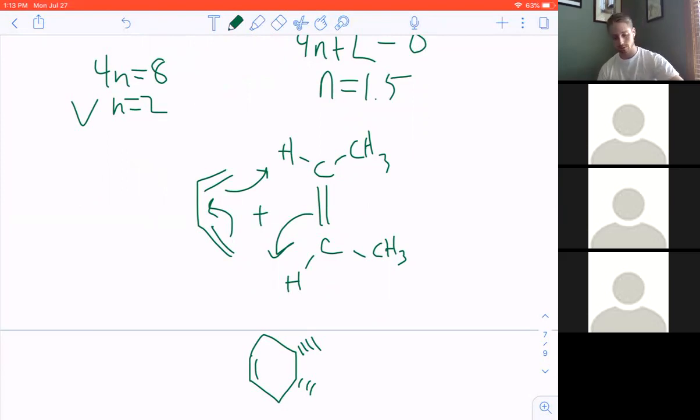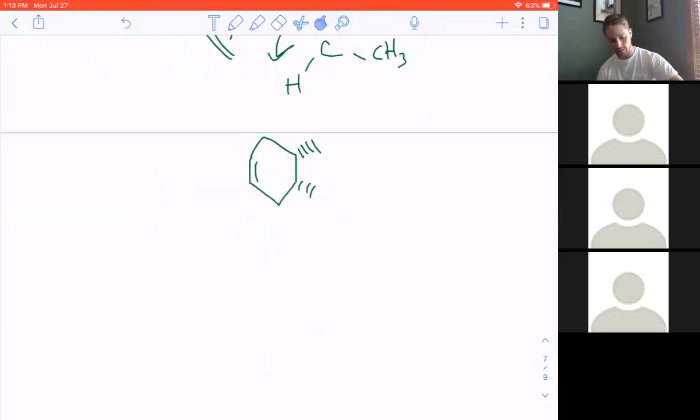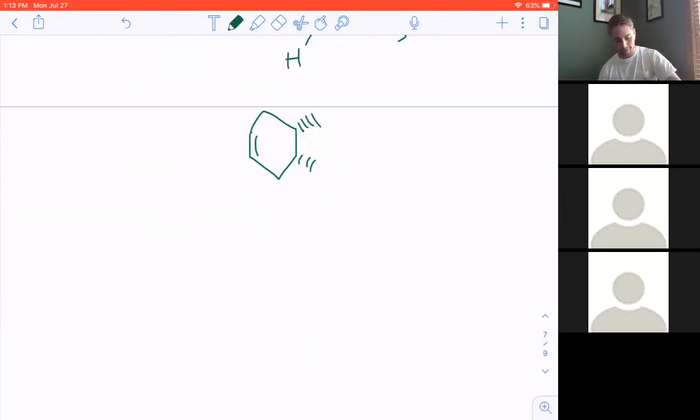Let's see, there was one that had these 2 reagents. There's just a lot of Diels-Alder in a row here, so sorry if this gets kind of repetitive. So we have this plus this.